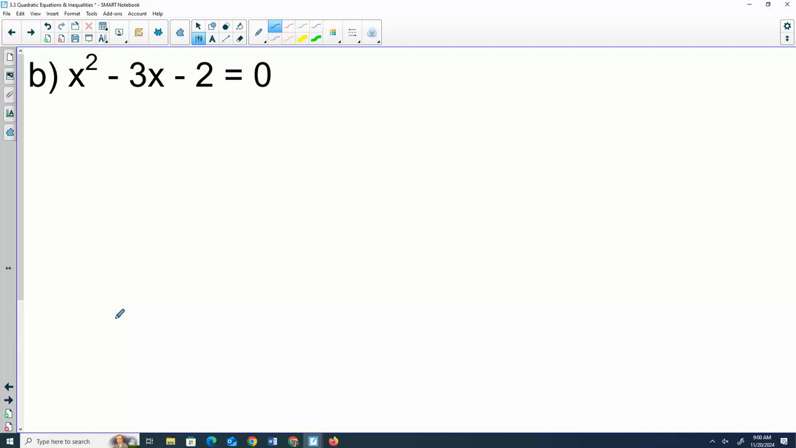All right, anything that multiplies to -2 and adds to -3? No, so we cannot factor nicely. It is a 1x squared, so we can go straight into completing the square. So we leave the x's over here, and we add over this 2.